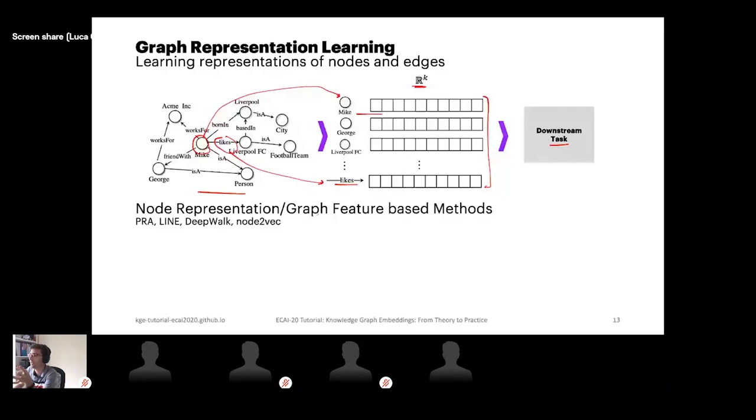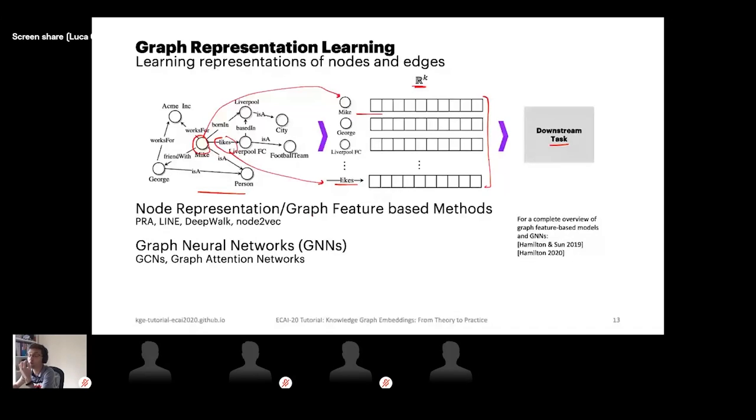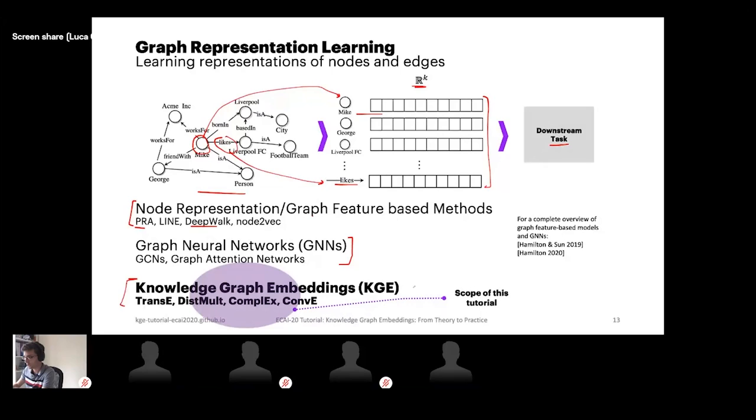So graph representation learning is obviously quite a broad area of research, and there are a lot of families of models. You may have heard about node representation learning, also known as methods based on graph feature extraction, like the path ranking algorithm, DeepWalk, and so on. Or you may have heard about graph neural networks, which are neural architectures quite similar to knowledge graph embeddings. They are a deeper version of the architectures that I will present in the tutorial today, so this is out of the scope of the tutorial. We will focus instead on knowledge graph embeddings, KGE in short, and we're going to see how these models work in practice. If you are interested in these two families, I would suggest looking up these two references. They'll give you a good overview of the state of the art.